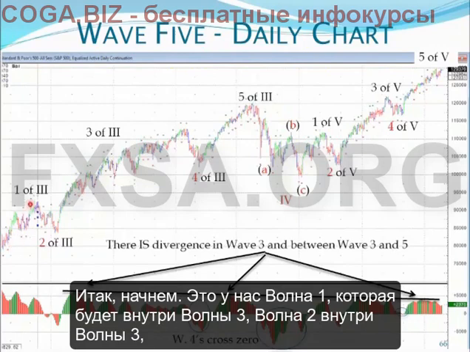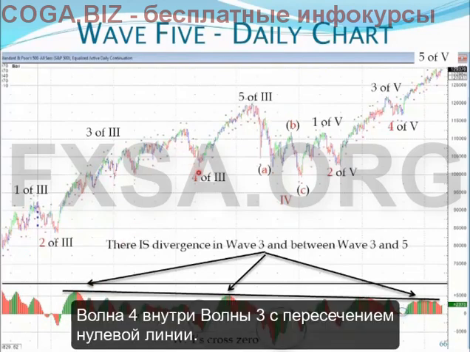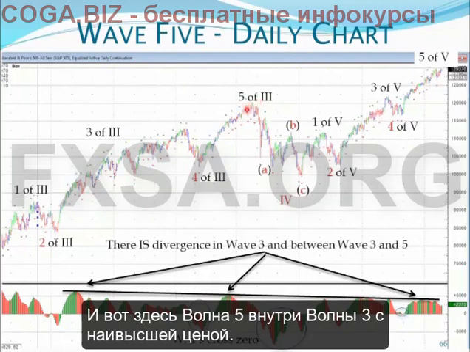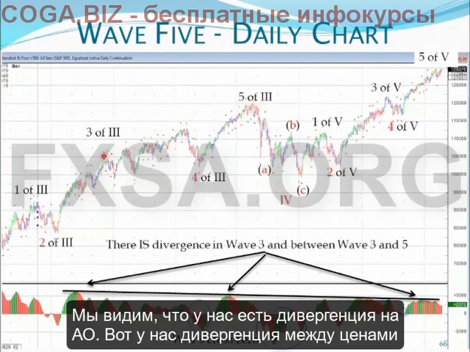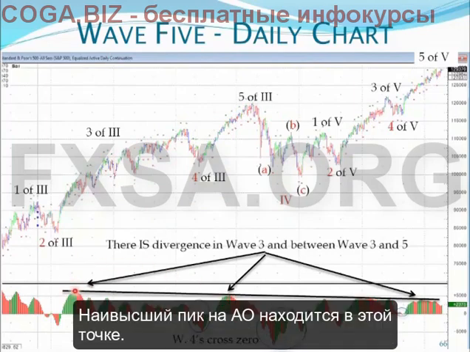So starting here, we have a wave 1, and that's going to be of 3, wave 2 of 3, 3 of 3 with our peak here, 4 of 3 where we've crossed the 0 line, and 5 of 3 here at the taller price. We'll see we have divergence on the AO. Here's divergence in price compared to divergence on the peaks on the AO. This is your tallest peak at this point.